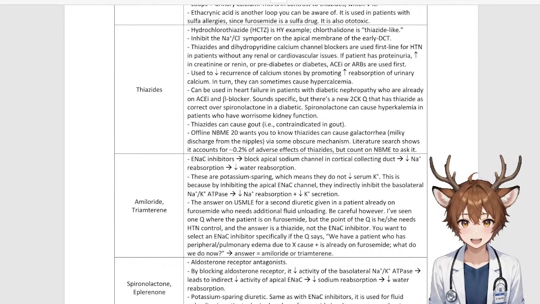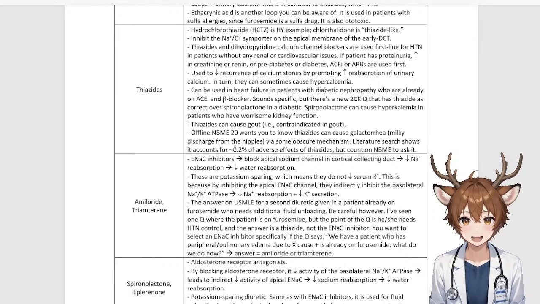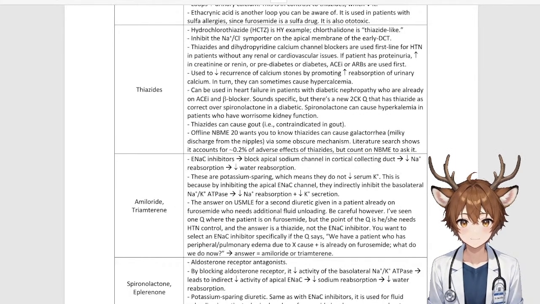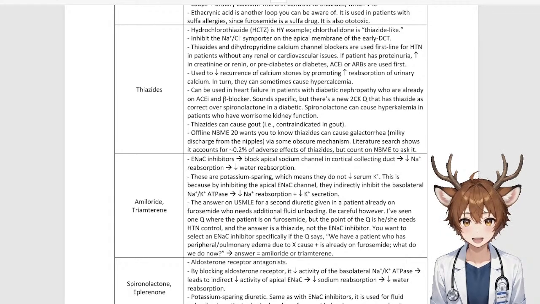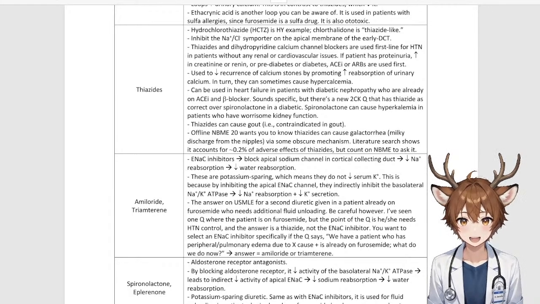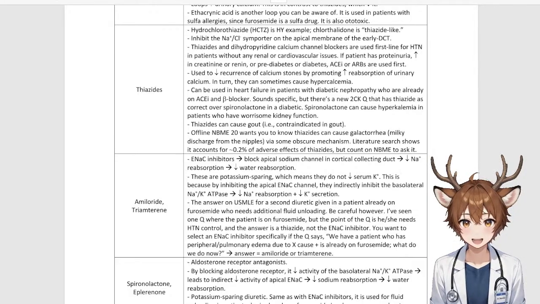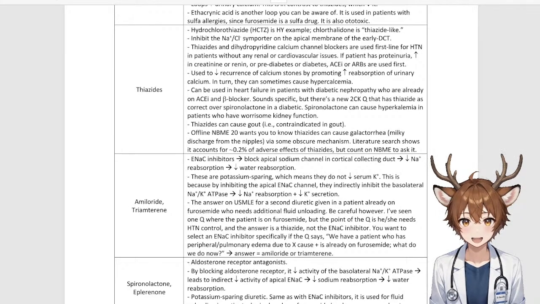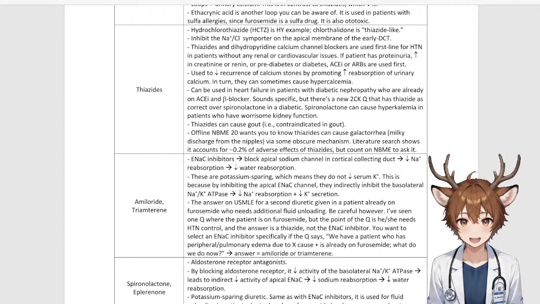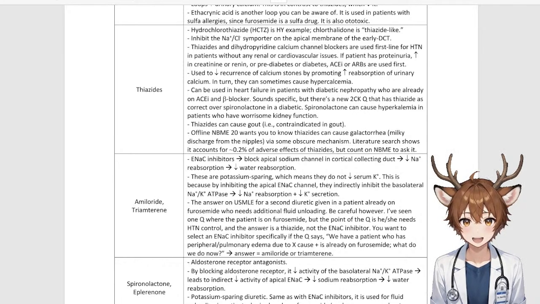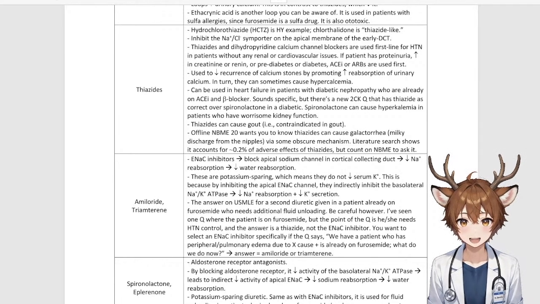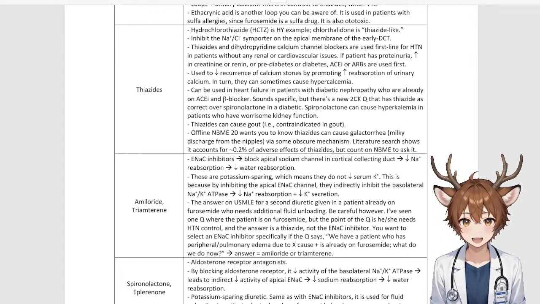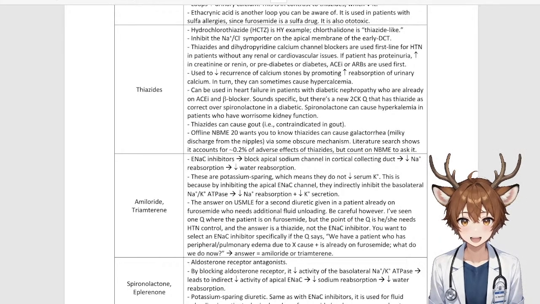Thiazides. Hydrochlorothiazide, HCTZ, is a high-yield example. Chlorthalidone is thiazide-like. It inhibits the sodium chloride symporter on the apical membrane of the early distal convoluted tubule. Thiazides and dihydropyridine calcium channel blockers are used first line for hypertension in patients without any renal or cardiovascular issues. If the patient has proteinuria, increases in creatinine or renin, or prediabetes or diabetes, ACE inhibitors or ARBs are used first. Used to decrease the recurrence of calcium stones by promoting an increase in reabsorption of the urinary calcium.